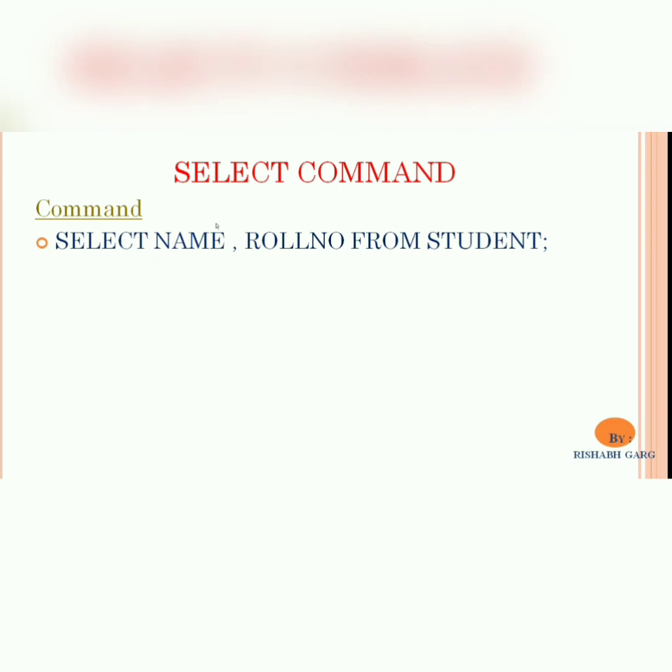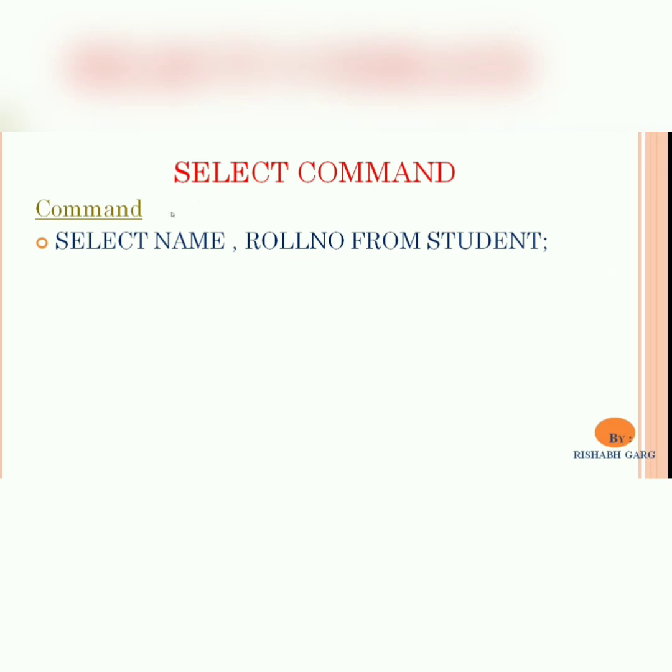Here first we will write the name field, and then after we will write the roll number field. Both fields will be separated with the help of commas. Then we will write the from keyword, and then the table name, that is student, and at last we will use the semicolon for terminating our command.